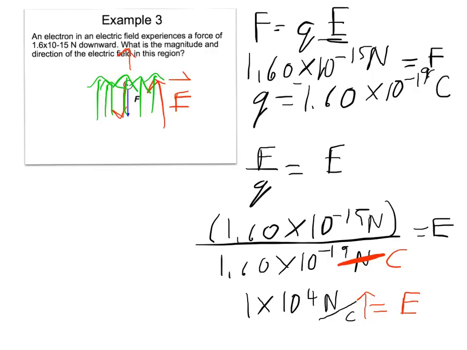And that's it. This last example is especially important. If you did not understand it, please rewind. Also, hopefully my mistake there with the units didn't confuse you. Newtons per coulomb are the strength of an electric field.